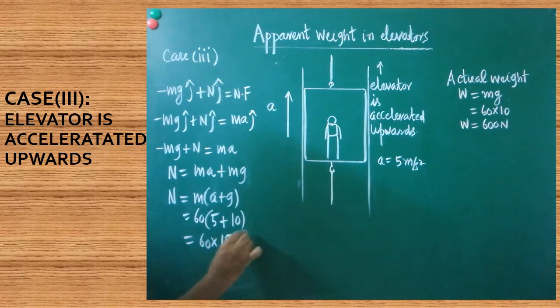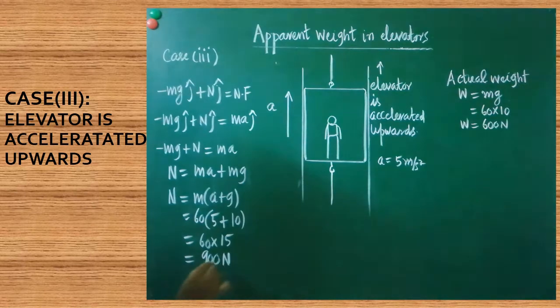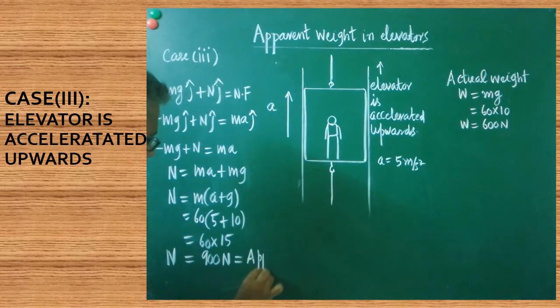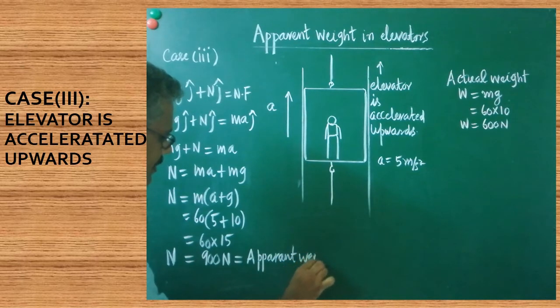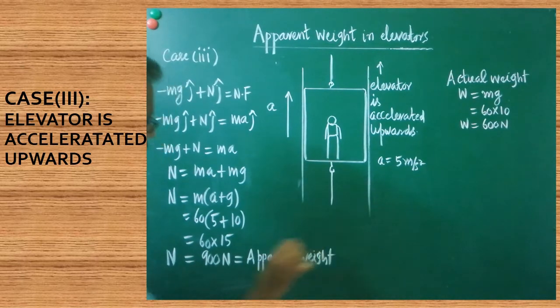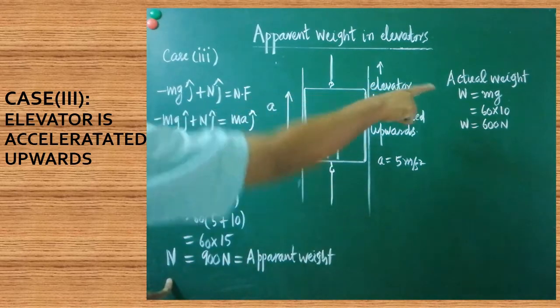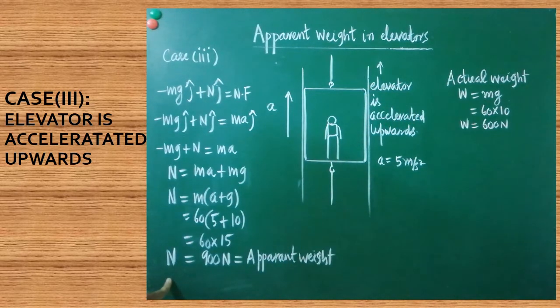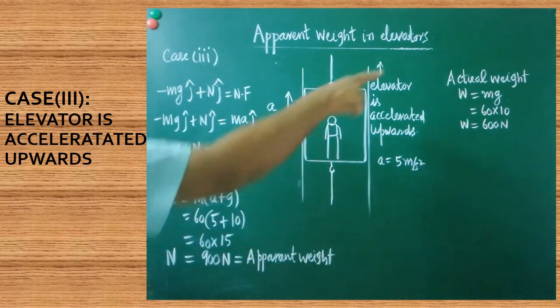15 must be written. Are you clear? 60 into 15, 15 into 690, 900 Newton. 900 Newton is the value of the normal force. But what is this? Apparent weight. So this is called the apparent weight of the person. So the apparent weight of the person is calculated here. Now compare the apparent weight of the person and the actual weight of the person. Which one is greater here? Apparent weight is greater than the actual weight.